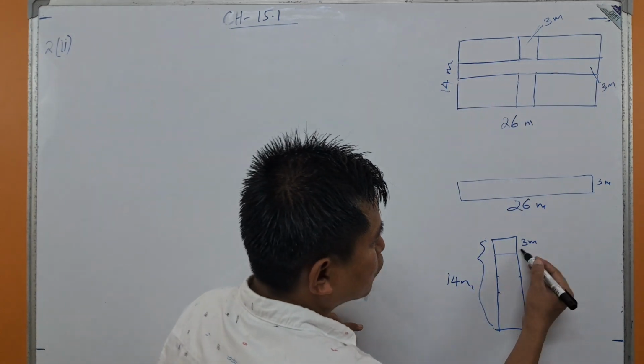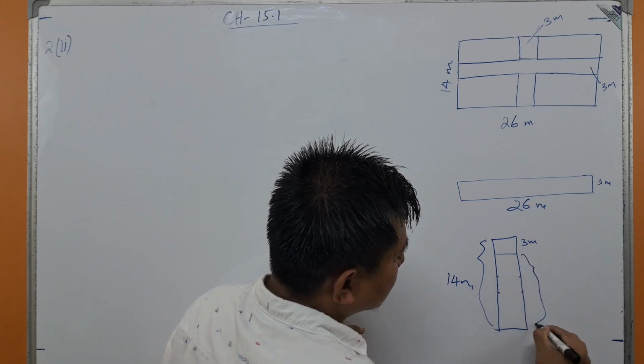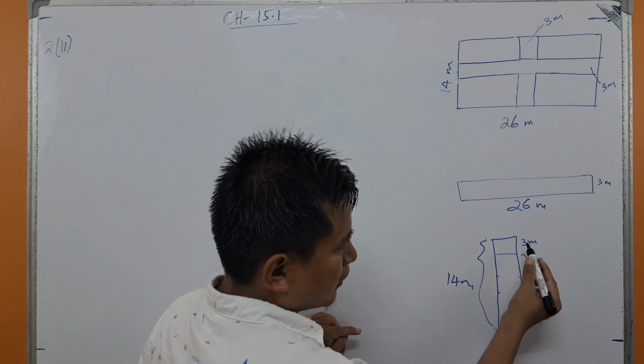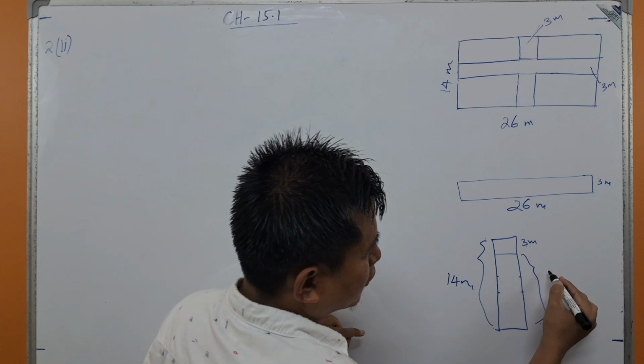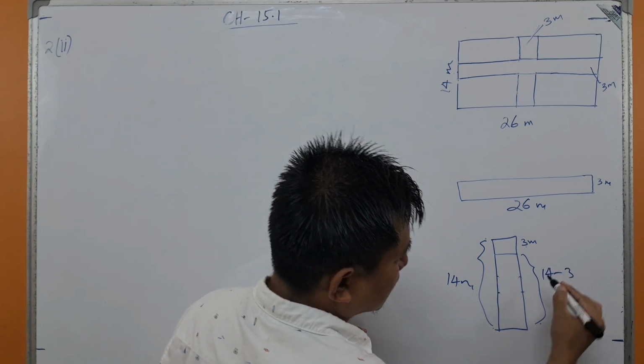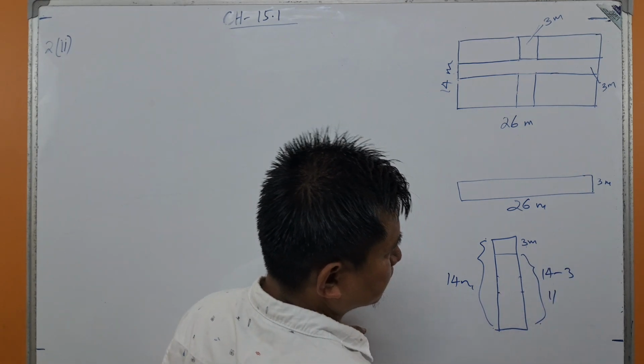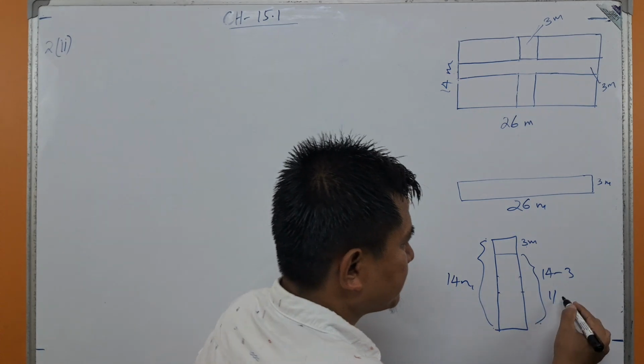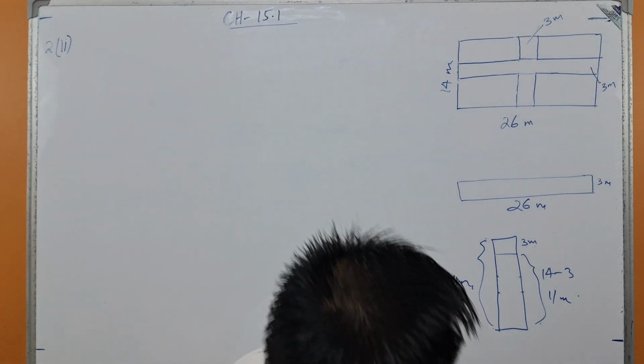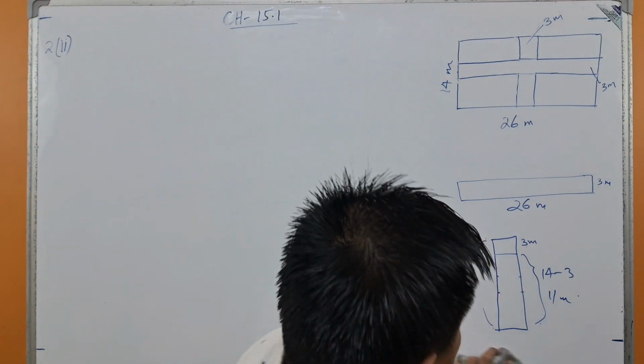So we subtract this 3 meter. Now the length of this new rectangle is 14 minus 3, that will give us 11, isn't it? 11 meter. Let me write this.